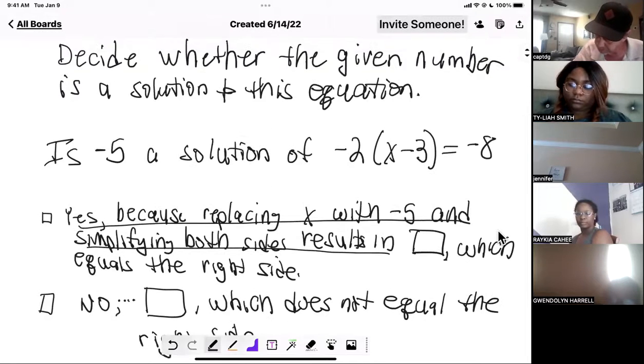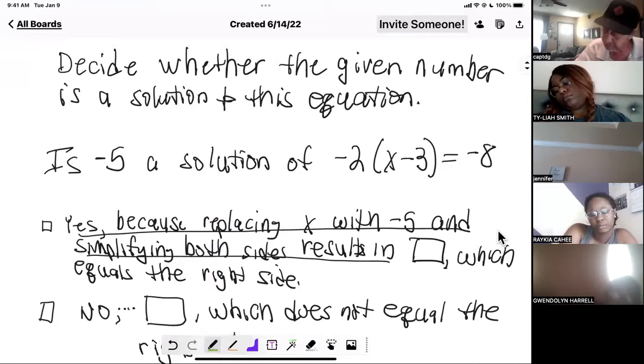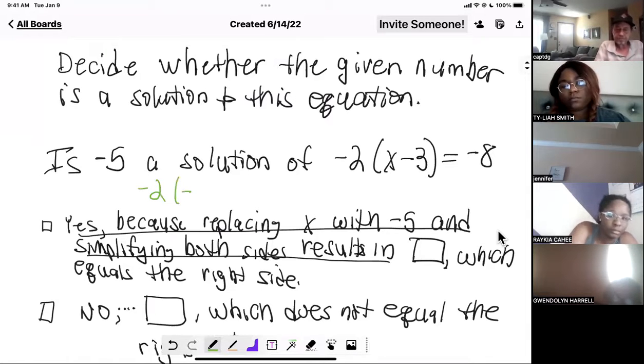All right, so let's go back and change my color so it looks different. If I go back and I replace x with -5, so I have -2 times... now x comes out, -5 goes in.